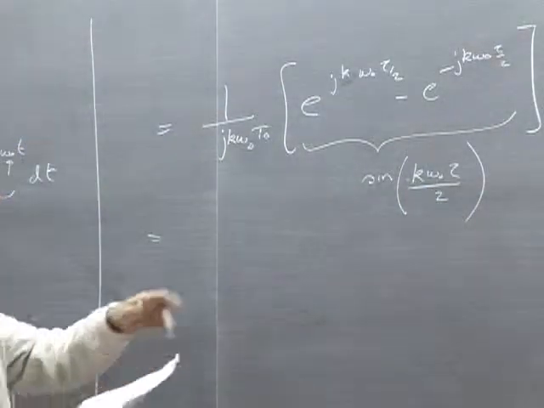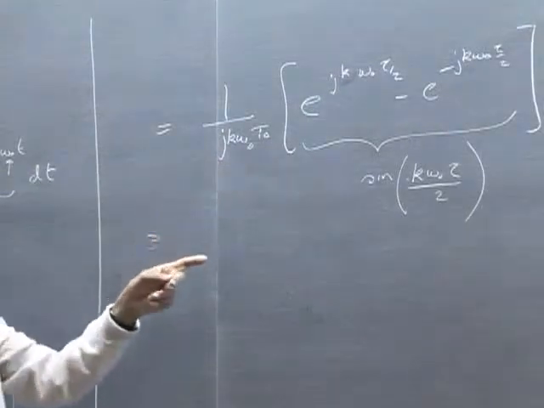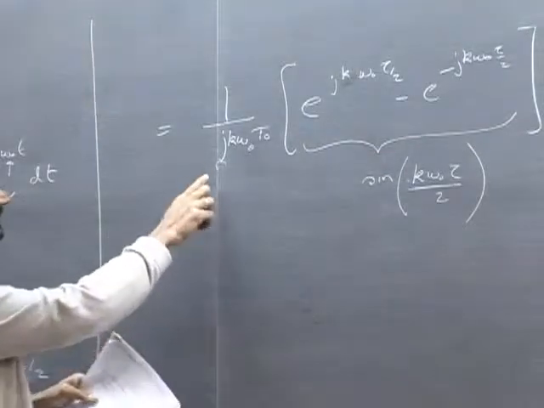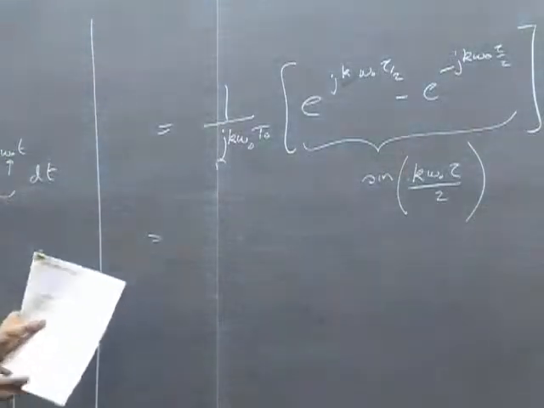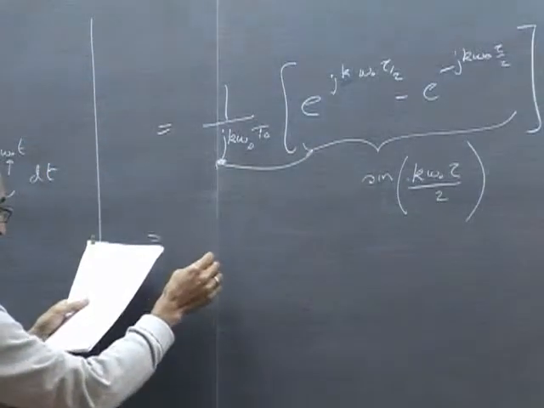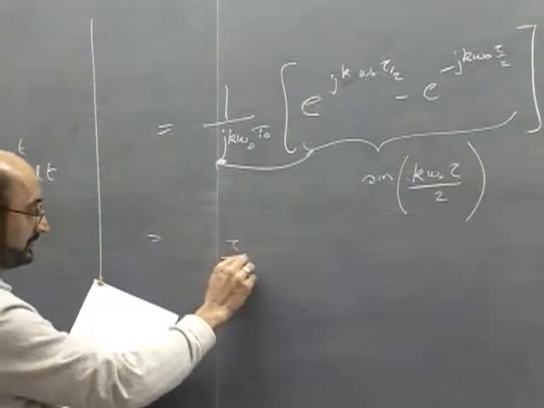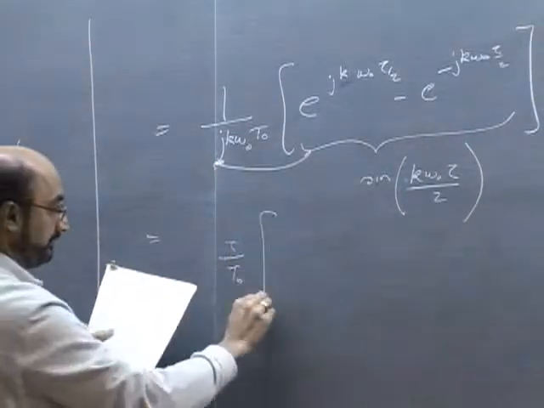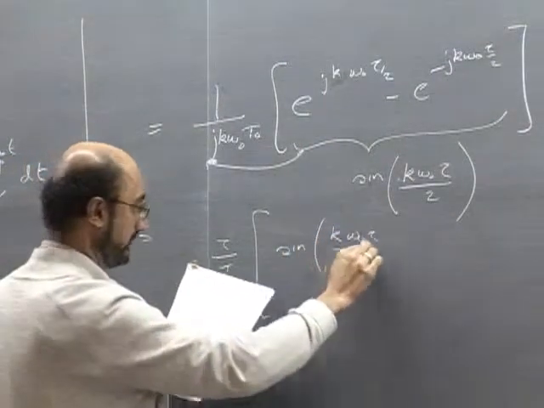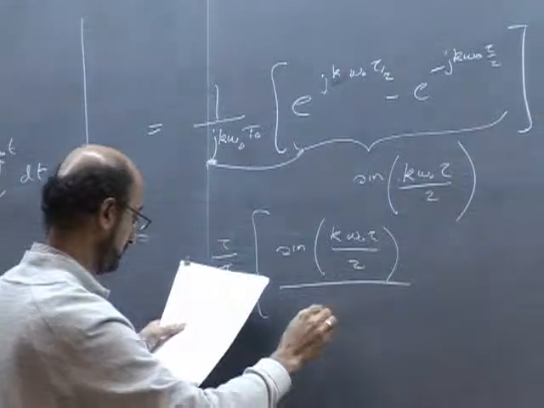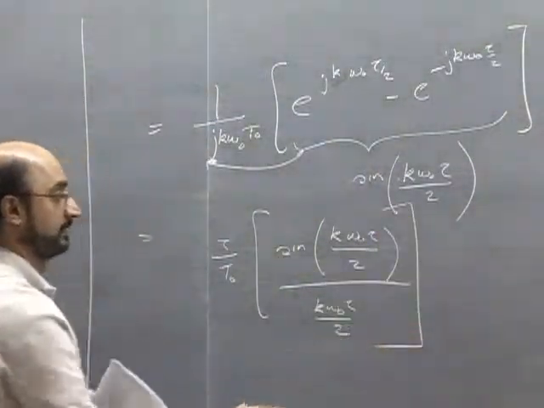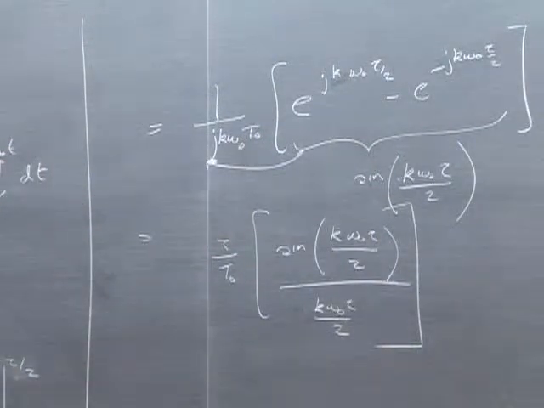Because e to the x minus e to the minus x over 2j, we get the j from there, is going to be sine. So this little bit plus this little bit gives me sine. And then just so we can simplify this to be tau over t naught, sine of k omega naught tau by 2 over k omega naught tau by 2. Okay. Let me erase this for clarity.